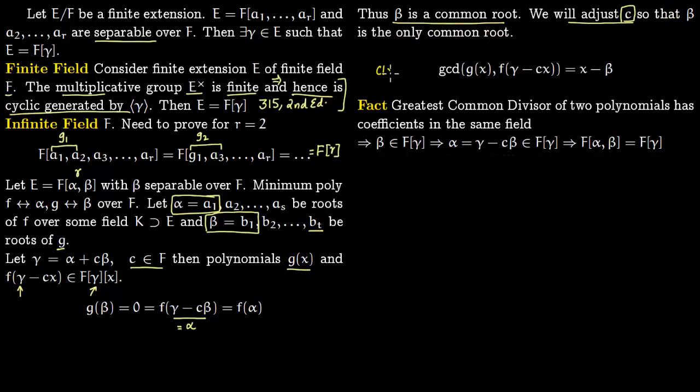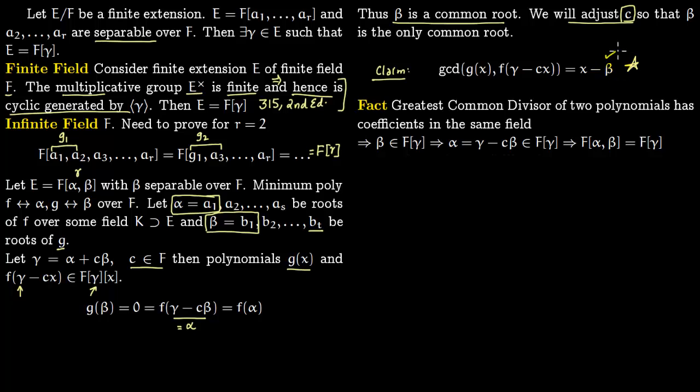So this is our claim, that beta is the only common root, so that the greatest common divisor of g of x and f of gamma minus c of x is x minus beta. So we haven't proven this yet, but we are saying that we are going to adjust c so that this holds. That is, we only worry about the first two roots, alpha and beta here. So we have to adjust c so that these other roots do not cause a problem. They do not come out as common roots.